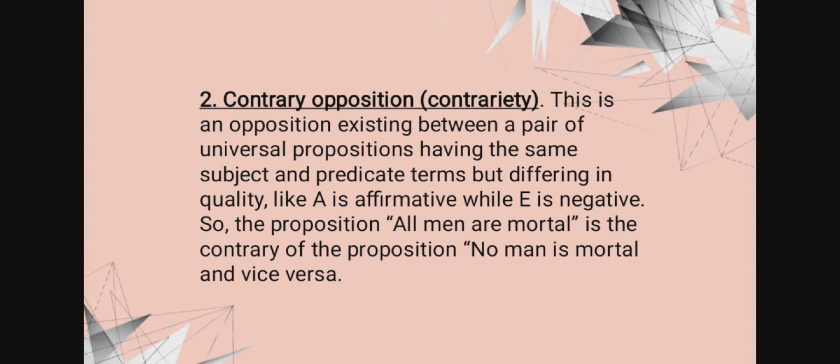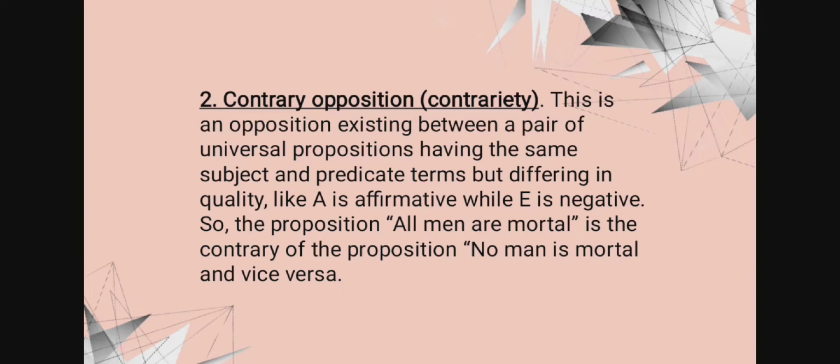Number 2, contrary opposition or contrariety. This is an opposition existing between a pair of universal propositions having the same subject and predicate term but differing in quality, like A is affirmative while E is negative. So the proposition all men are mortal is the contrary of the proposition no man is mortal, and vice versa.